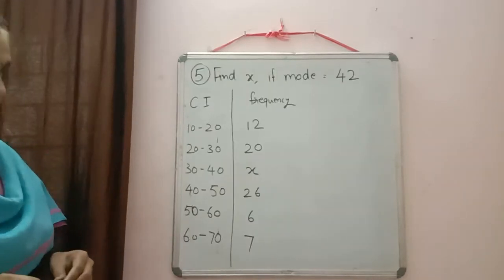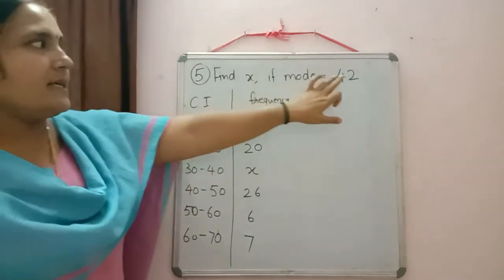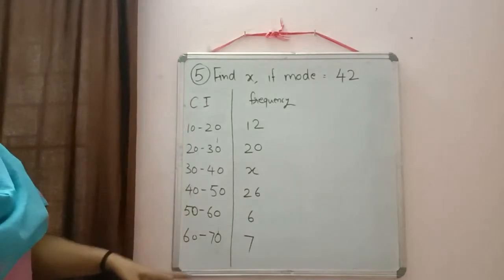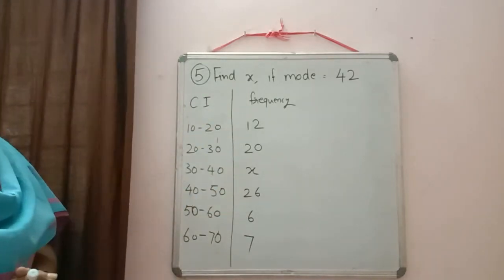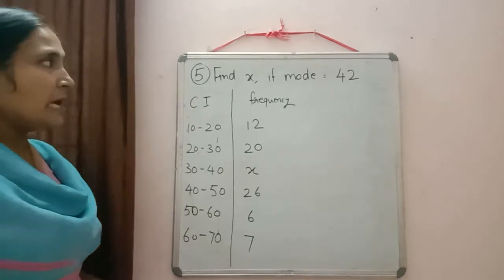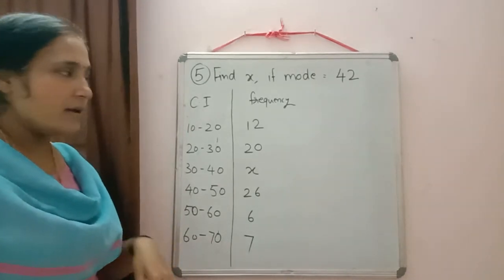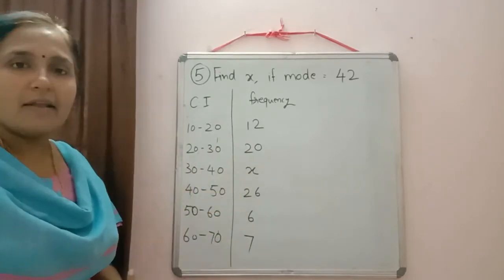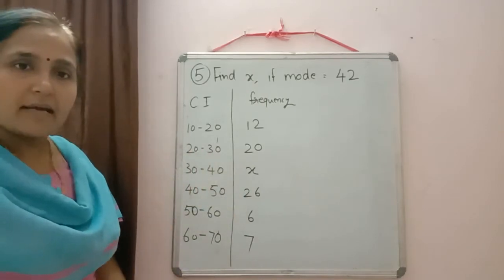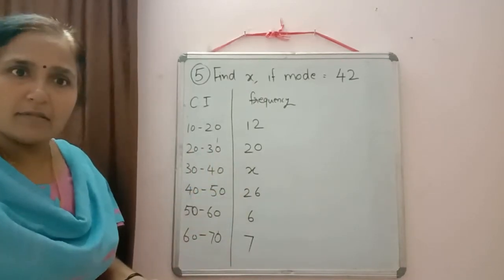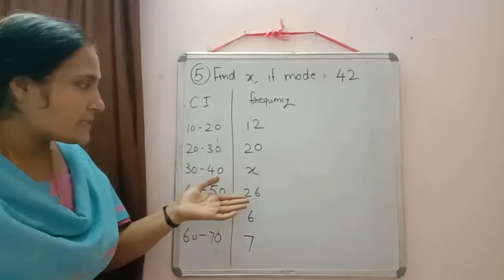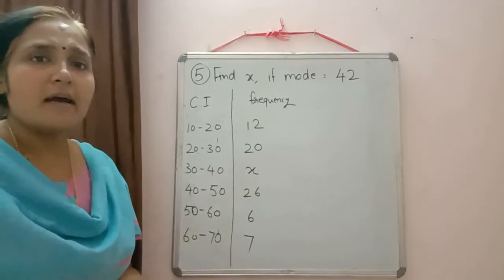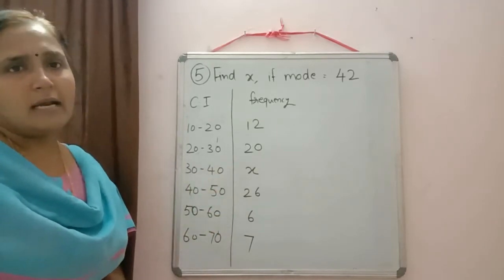Now in this question, mode is given. Mode is equal to 42. Find x. Now all can check here. Class intervals are written and frequencies are also written. We have to find out the value of x. But here one confusion is there. Whose frequency is maximum? Because we don't know the value of x. Sometimes x can be the maximum value or x can be the minimum value also. We don't know. It is not necessary that x is greater than 26 or x is less than 26. Then how will we say which is our modal class?